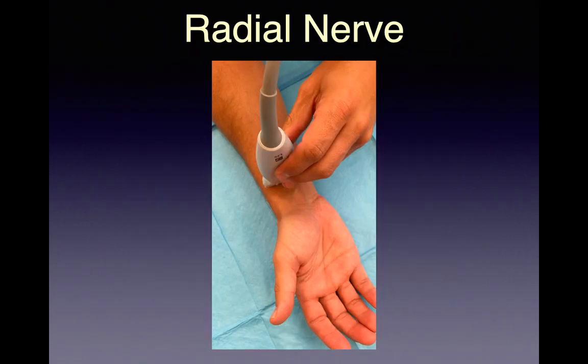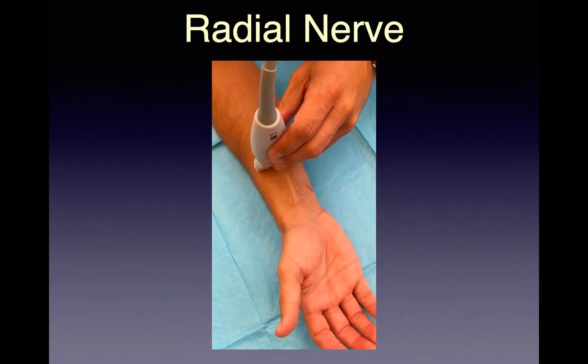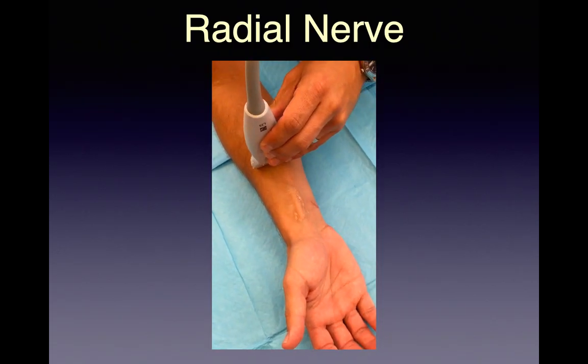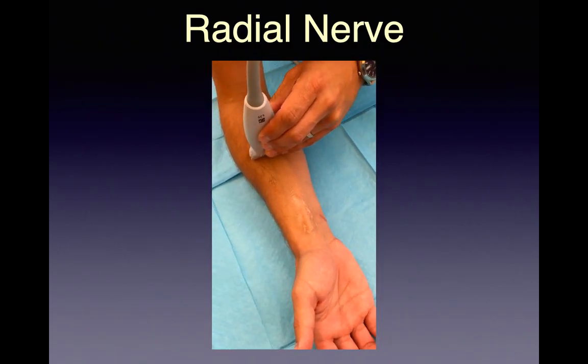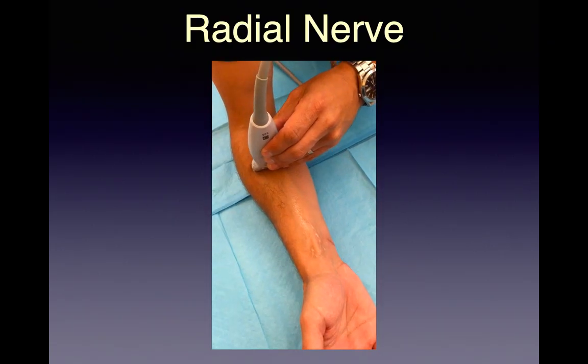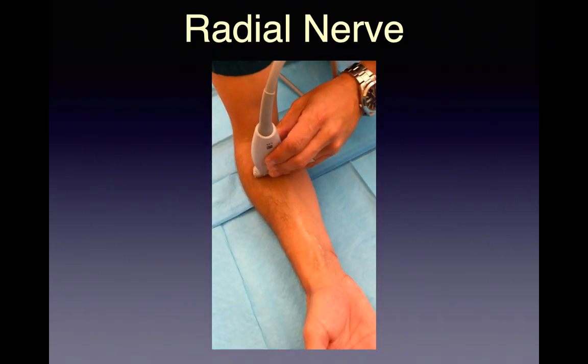So let's move on to the radial nerve. This will be the last nerve we're going to look at today. In the forearm, the radial nerve branches into the superficial branch, which we know is primarily sensory, and a deep branch, which is primarily motor. The radial nerve descends through the forearm under the brachioradialis and usually accompanies the radial artery on its course to the wrist.